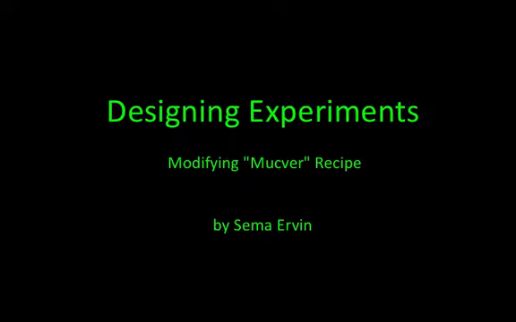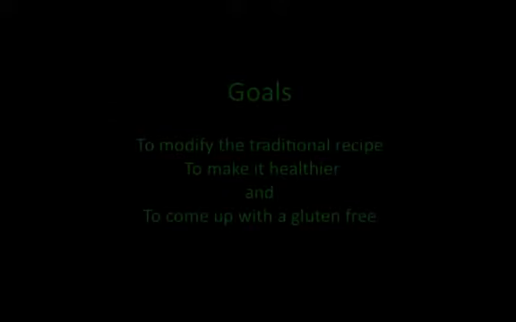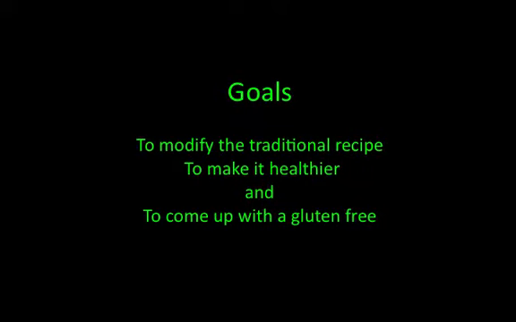Designing experiments. This science and cooking example is about modifying a Turkish recipe called Mucver. Mucver could be defined as zucchini patties. In the original recipe, a mix of ingredients including grated zucchini is fried in oil. Our goal for the experiment today is to modify the traditional recipe to make it healthier and gluten-free.